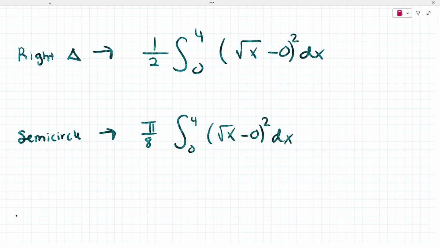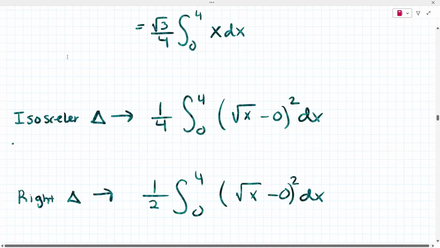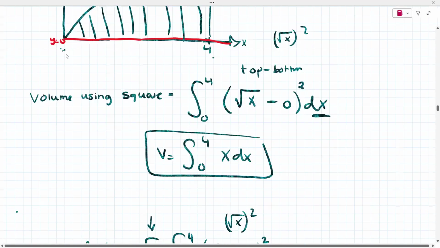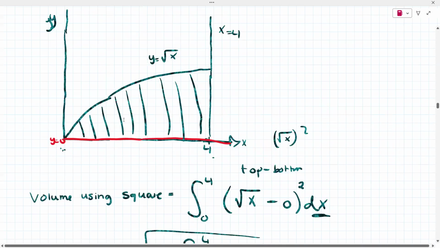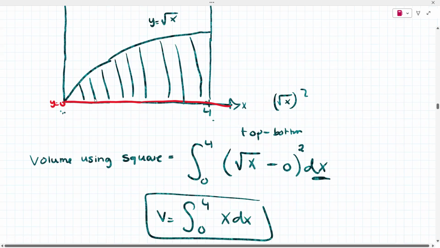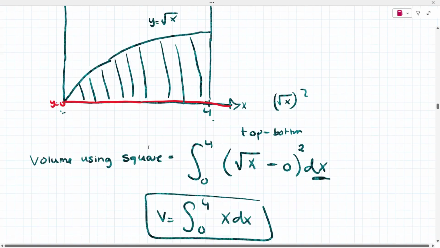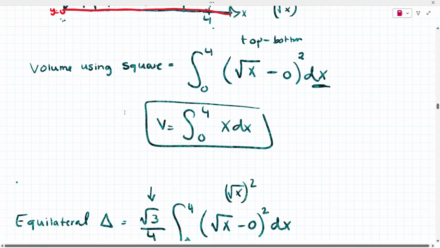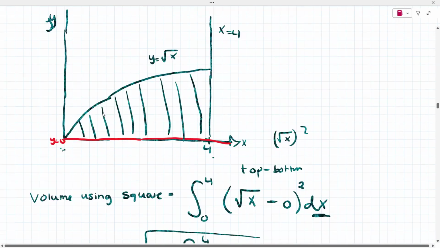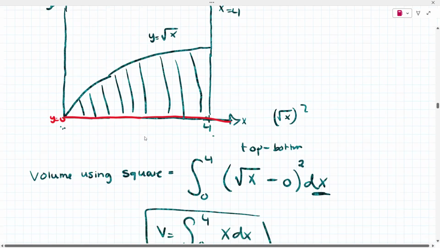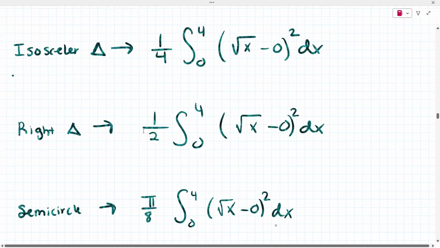Okay, so those are all the shapes you could take out from this. Just imagine this picture. If you took out tiny little squares from 0 to 4, you can find the volume. And if you took tiny equilateral triangles from 0 to 4, you could find the volume. So you get the idea, right?